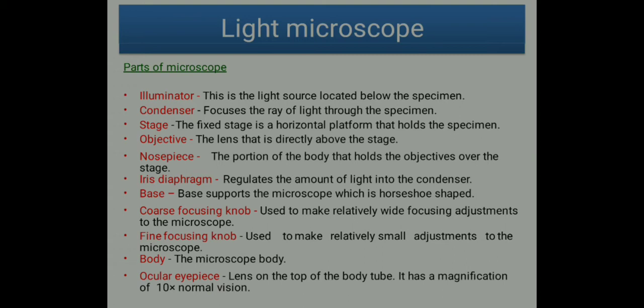Then we have the diaphragm, which regulates the amount of light into the condenser. Base supports the microscope, which is horseshoe shaped. Coarse focusing knobs are used to make relatively wide focusing adjustments to the microscope. Then we have fine focusing knobs used to make relatively small adjustments. Next is the body, the microscope body, and ocular eyepieces, the lens on the top of the body tube. It has a magnification of 10x normal vision.